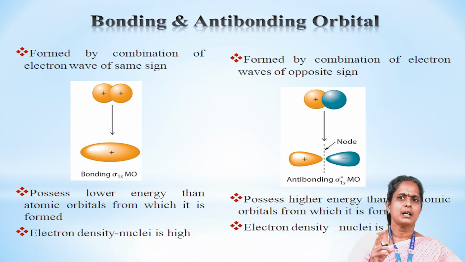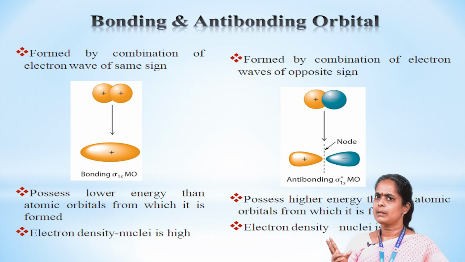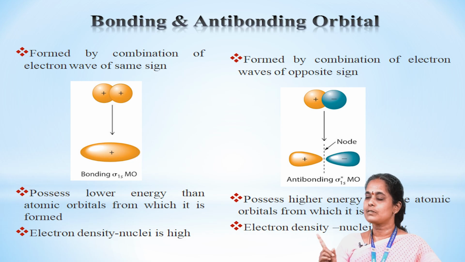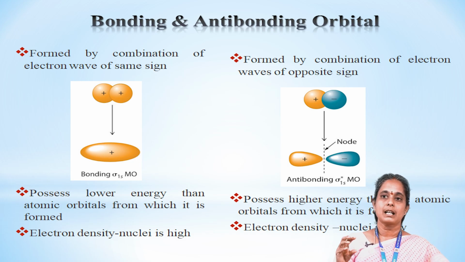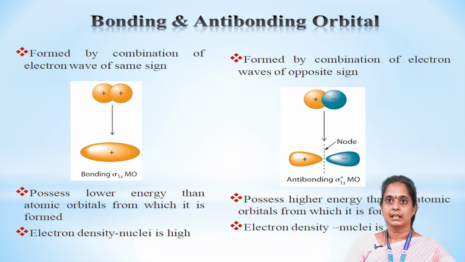The anti-bonding orbital is formed by the combination of electron waves with opposite signs, that means by the subtraction overlap of the atomic orbitals.